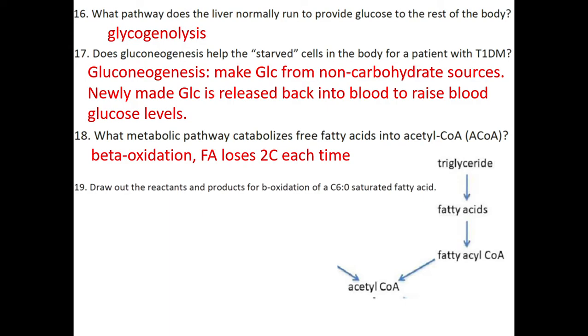So 19, draw out the reactants and products for beta oxidation of the C6:0 saturated fatty acid. What is C6:0? What does 6 mean? 6 means that this fatty acid has 6 carbon. What about the 0? 0 means it doesn't have any double bonds. Therefore, it is a saturated fatty acid, right?